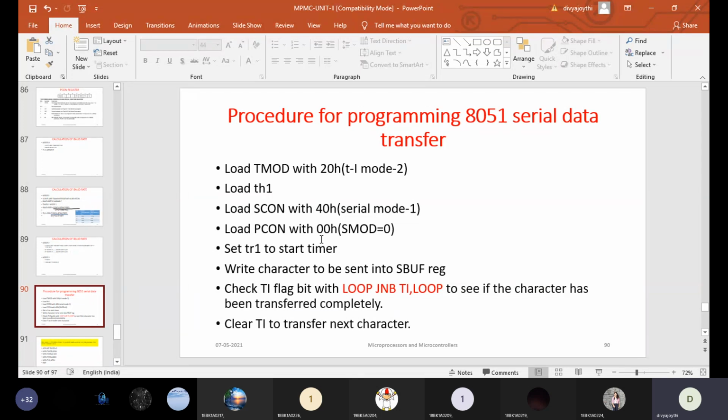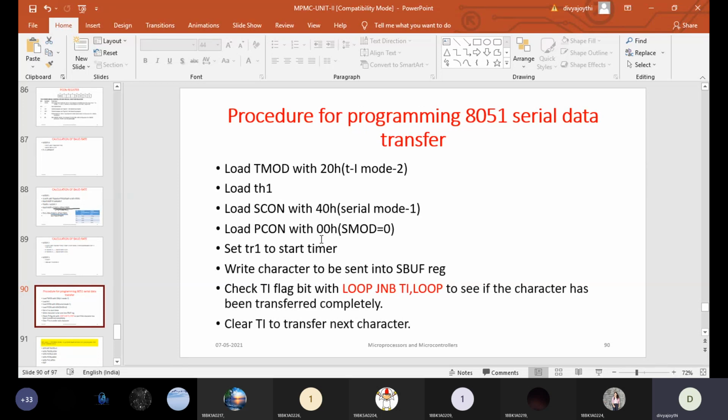And once we start the timer, as I told you, while we are performing serial communication, we don't use the general registers like R0 to R7. Here we have a serial port buffer, the SBUF register, using which you need to transfer your data. SBUF can act as a source and SBUF can act as a destination also. So we need to use only the SBUF register in order to transfer the data. Whatever data you want to send through the serial port needs to be loaded onto SBUF.